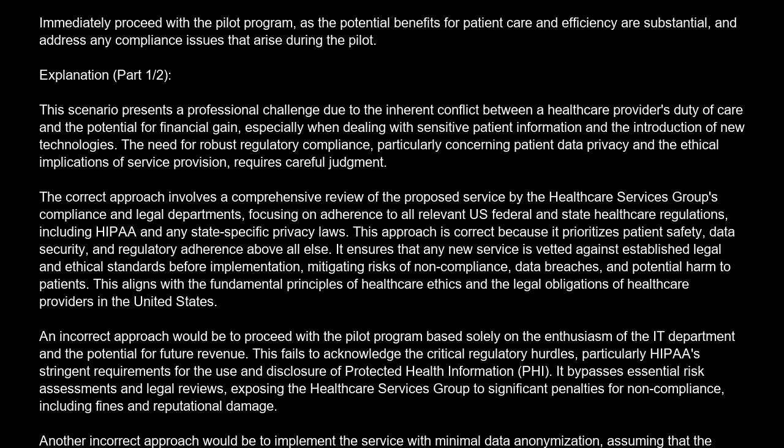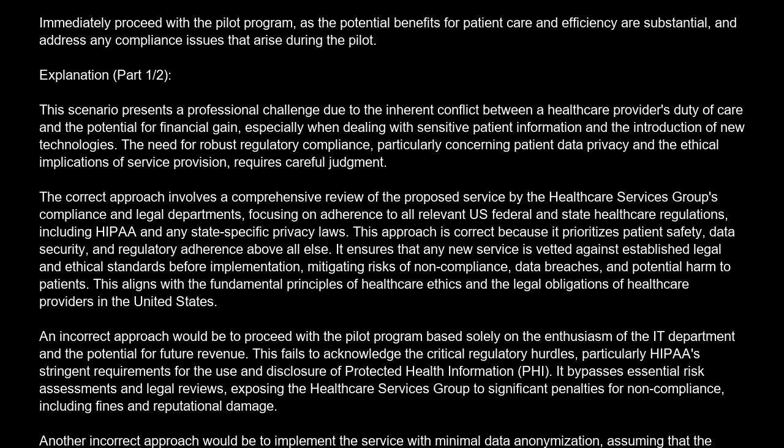The need for robust regulatory compliance, particularly concerning patient data privacy and the ethical implications of service provision, requires careful judgment. The correct approach involves a comprehensive review of the proposed service by the Healthcare Services Group's compliance and legal departments, focusing on adherence to all relevant U.S. federal and state healthcare regulations, including HIPAA and any state-specific privacy laws.